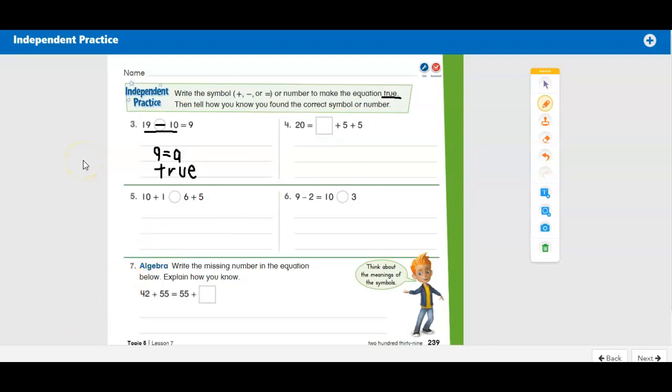So now is a good time to pause the video so that you can work on problems 4, 5, and 6. Remember, you are wanting to find what goes in the missing area. Is it one of these symbols? Or would it be a number? So go ahead and pause the video so you can work on numbers 4, 5, and 6. When you press play, we'll be talking about number 7.